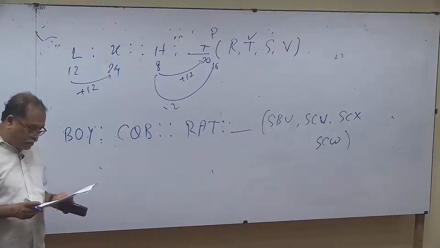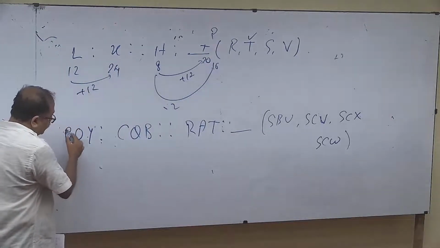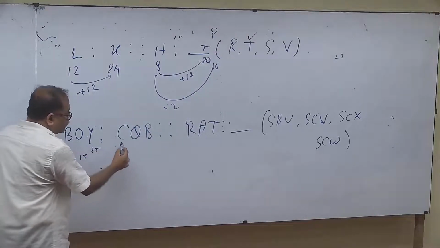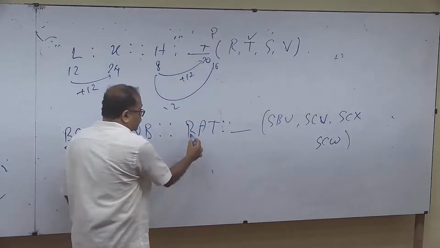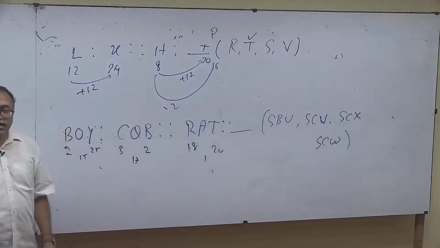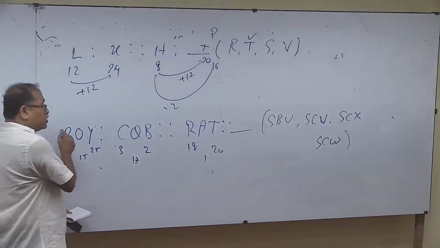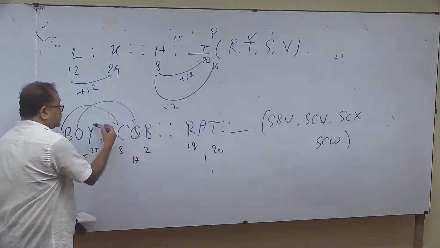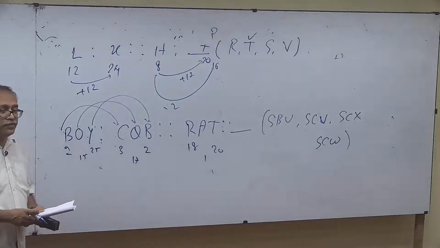Probably you are familiar with the letter position numbers. So this is 2, right? The B is 2 and this is 15 and this is 25. This is 3 and 17 and 2, and there are 18, 1 and 20. Now usually what happens when a group of letters is there, the first letter of this to the first letter of this, second letter to second letter, third letter to third letter. That is the usual way of verification.